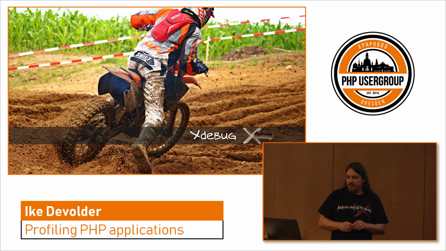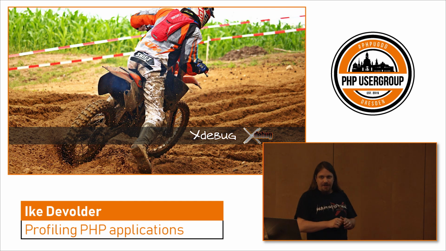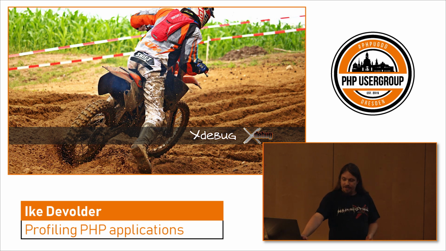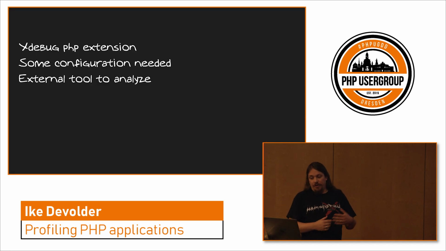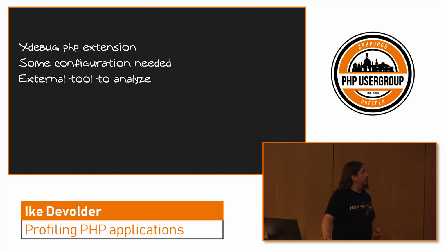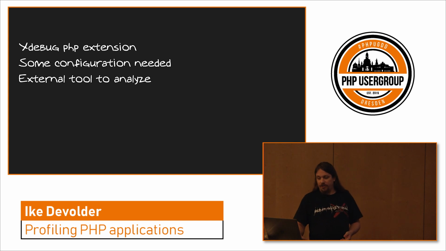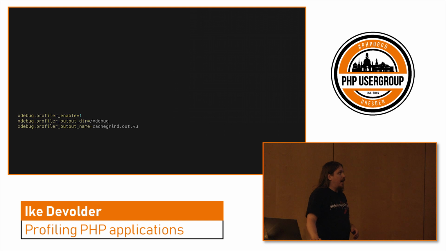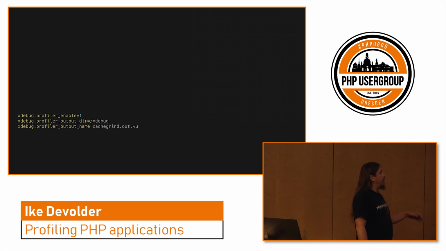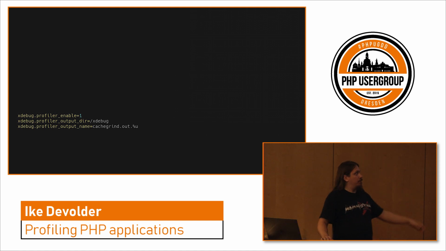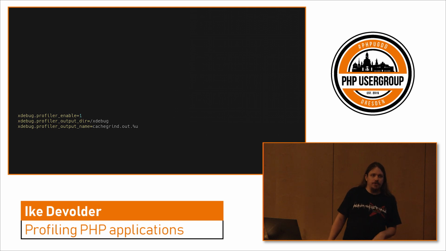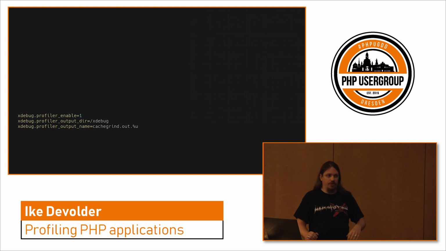The first one that comes to mind is Xdebug. Everybody probably knows Xdebug for debugging, but Xdebug can also do some profiling. It's a PHP extension, you have some configuration to do to get it set up, and you need an external tool to analyze the results you get from the profiling. So you have to add in your xdebug.ini that you enable the profiler, you want to output it somewhere and give it some name you can recognize. In this example, it's just a timestamp. So if you do the directory listing, it's chronological.